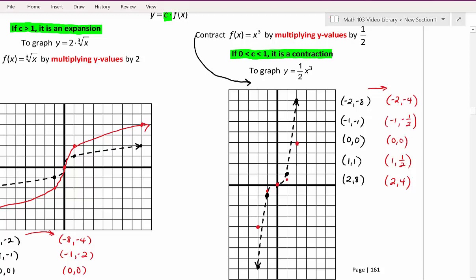We plot our points and draw in our graph. We have vertically contracted our parent function of f of x equals x to the third.